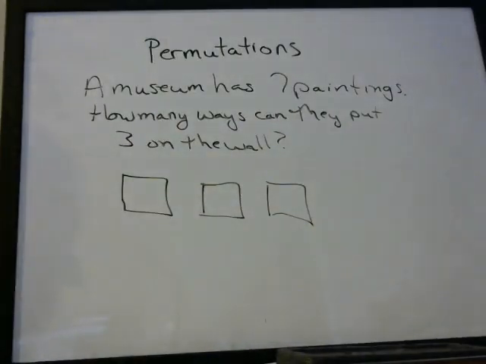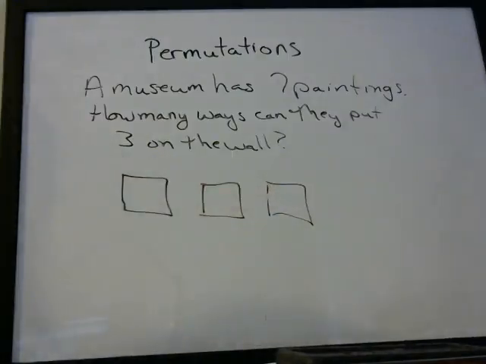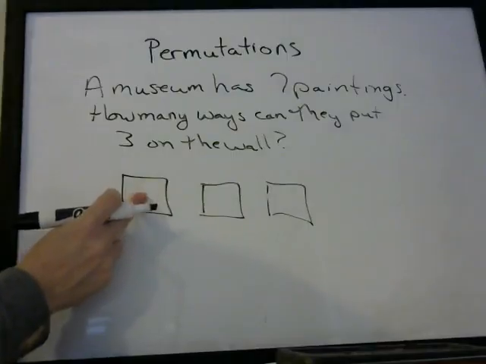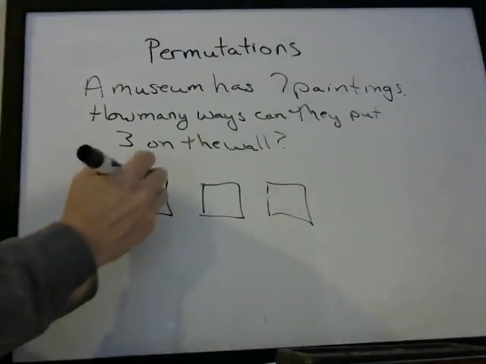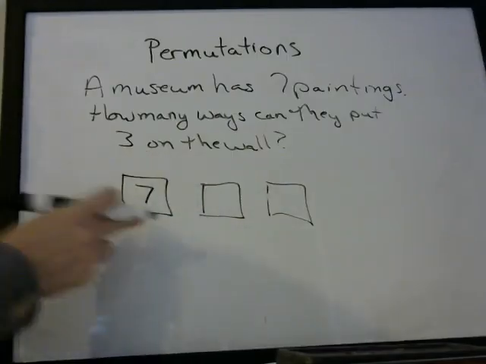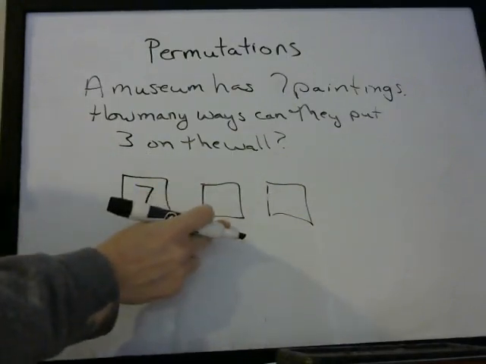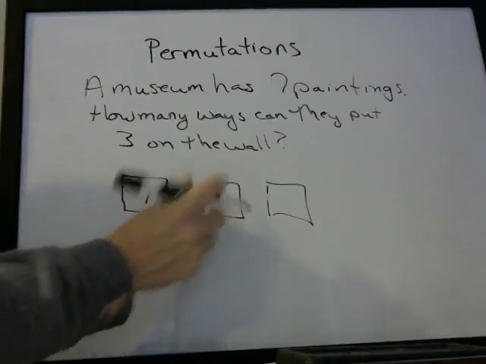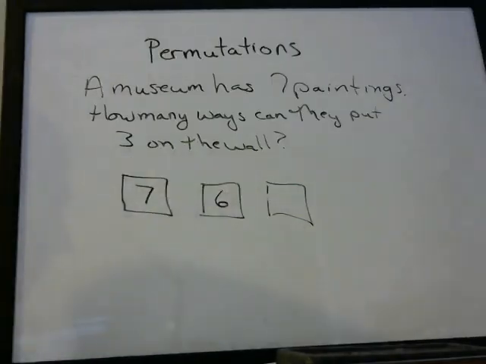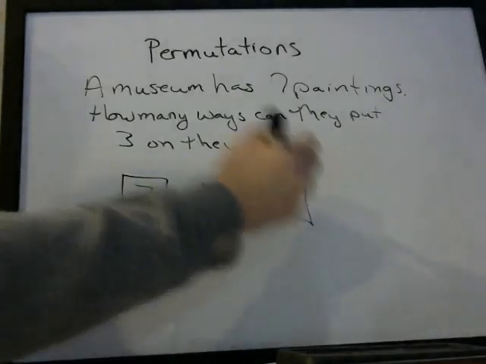So again, think logically. We have 3 paintings. Of the 7 paintings, how many of those can we choose to put in the first spot? Well, any of the 7 we can put in the first spot. Now, given that we've hung one of them, how many are left? There's 6 paintings left. So we have 6 to choose from to put in the second spot. Now that we've hung 2 of them, there's only 5 paintings left. Any one of the 5 can go in the third spot.